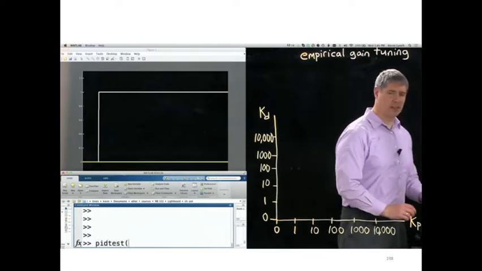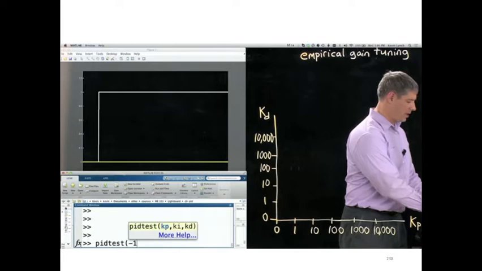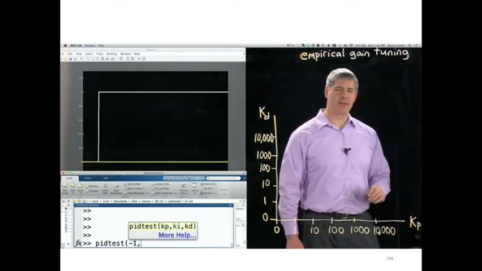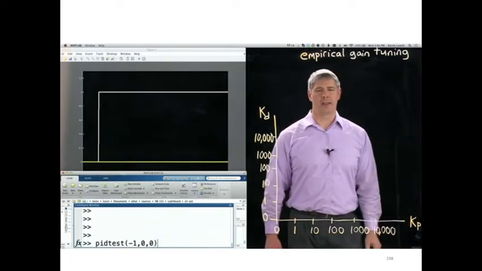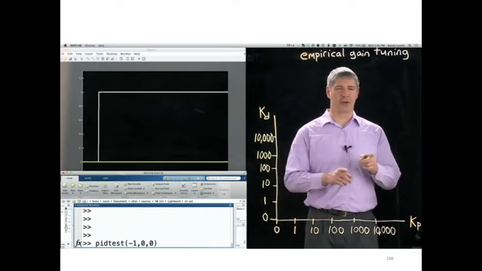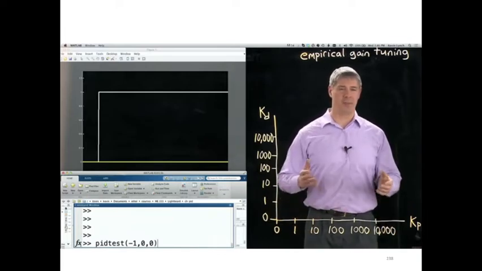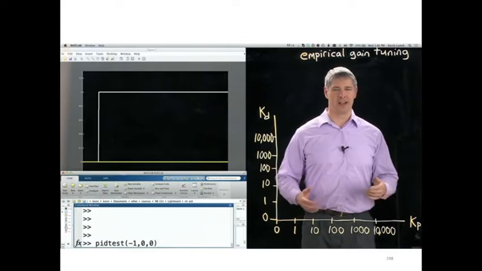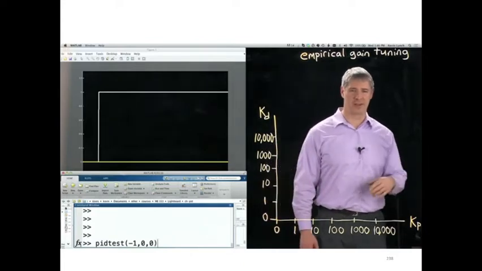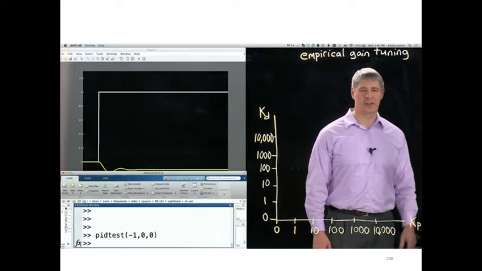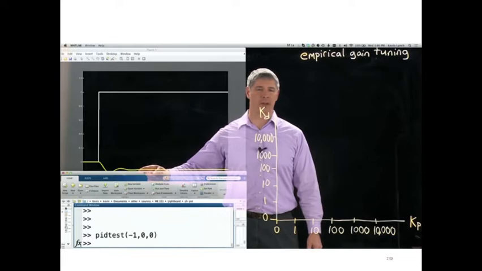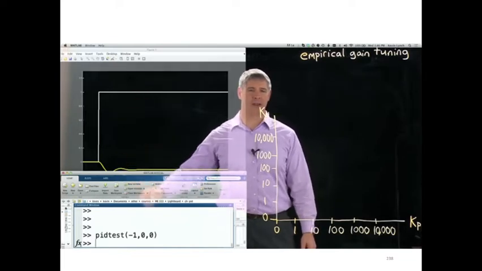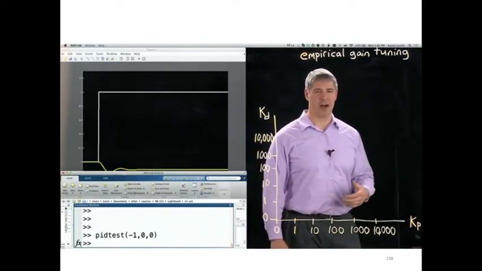So PID tests, and I'll start out with a negative value for my proportional gain, zero for the integral, zero for the derivative. If I have wires to the motor hooked up backwards, for example, maybe I need negative gains. So this will just be a test to see whether I need positive or negative gains. I press enter, and you can see that the response of the motor went the wrong way. It's not going up, it's going away from the desired value. So that means I need positive gains.